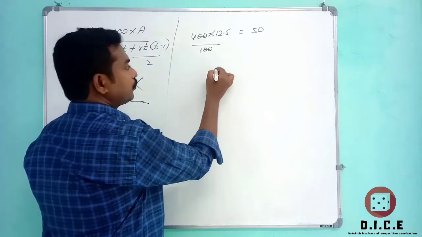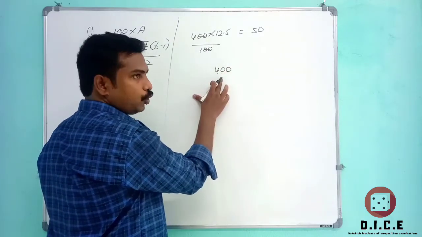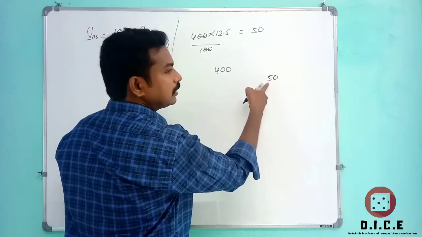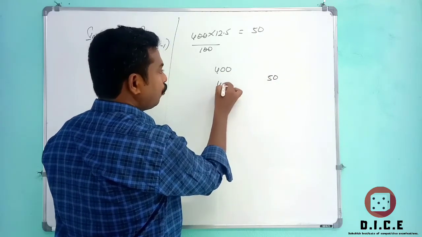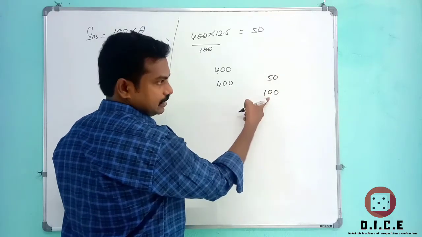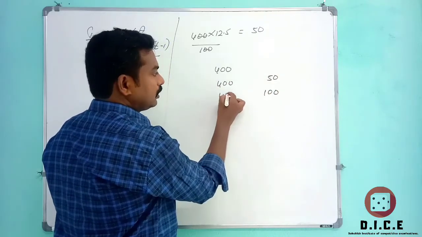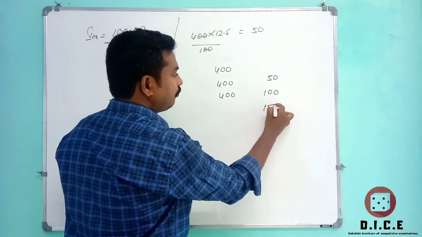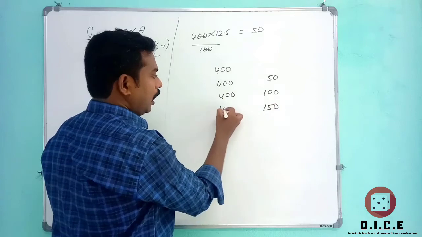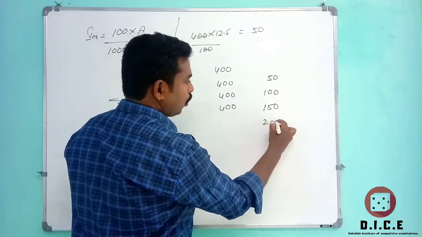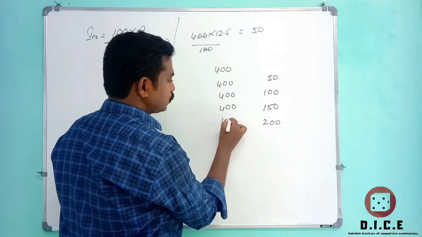Now for the 400 you pay in the first year, this interest you will be getting in the second year. Again 400 for the second year, 50 doubles, now you will be getting interest 100 in the third year. 400 in the third year, I will be getting 150 rupees interest in the fourth year. And 400 in the fourth year, total 200 rupees interest will be getting in the fifth year.